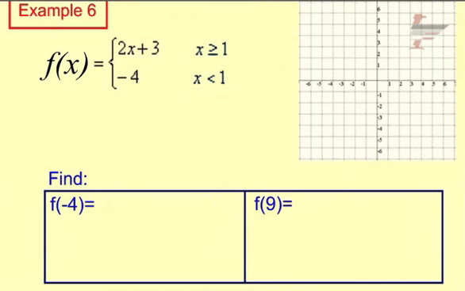Here's another piecewise function. We have f of x is equal to 2x plus 3, where x is greater than or equal to 1, and negative 4, where x is less than 1. So I'm just going to concentrate on one at a time. I'm not even going to think about the other one.